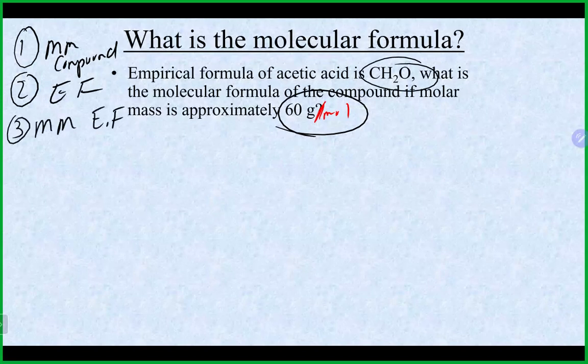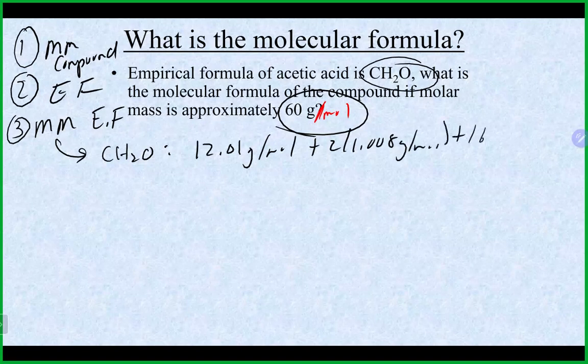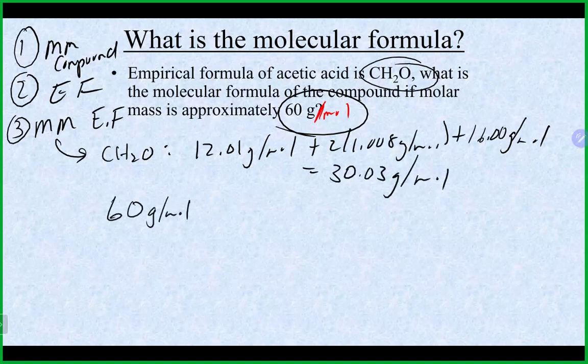The third thing that we need is the molar mass of the empirical formula, which we do need to calculate. Its molar mass would be 12.01 plus 2 times 1.008 for our hydrogens and 16 for our oxygen. That's going to give us about 30.03 grams per mole. Now that we have both molar masses, we take the molar mass of the compound and divide it by the molar mass of the empirical formula.